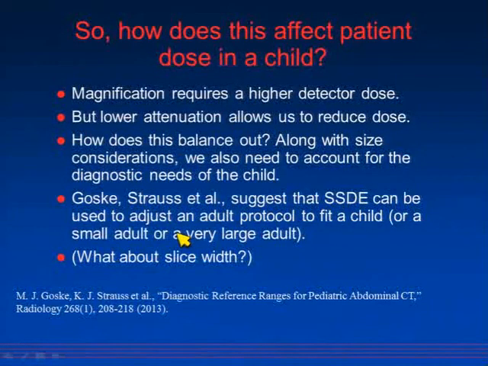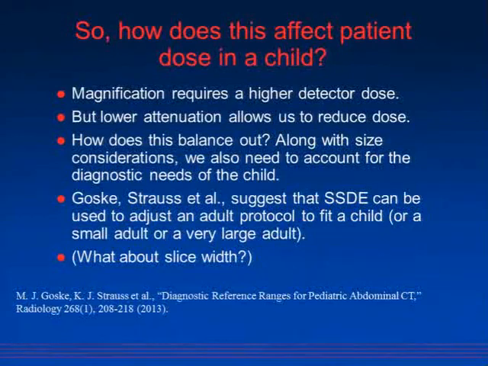So one very crude way of dealing with this is to simply say, okay, I do my SSDE calculation for the adult protocol that I like, and I include the SSDE calculation to figure out what the dose would be for this child by measuring, let's say, the width of the child, just with calipers or using the Scout view or some such thing. If I make those equal, I'm not too bad.